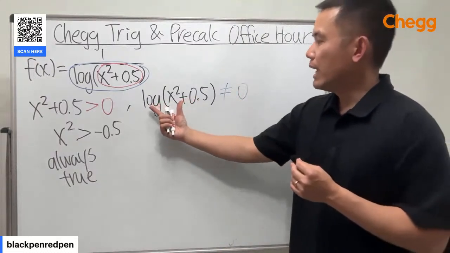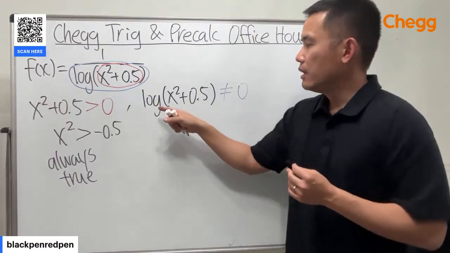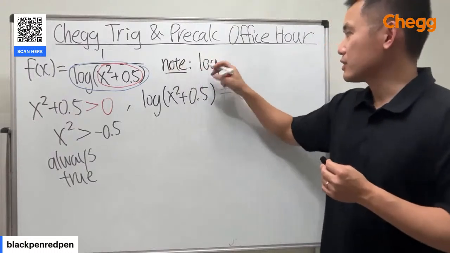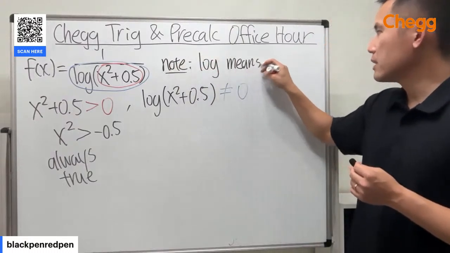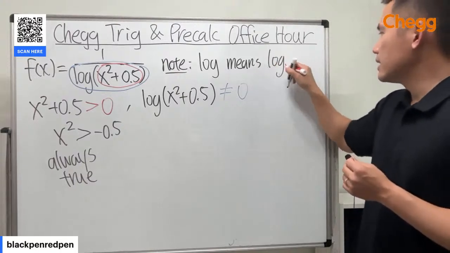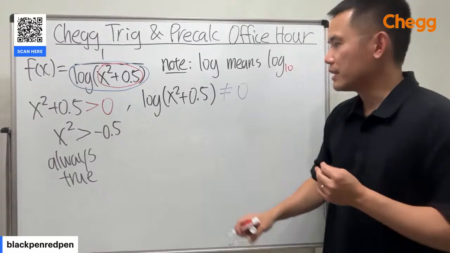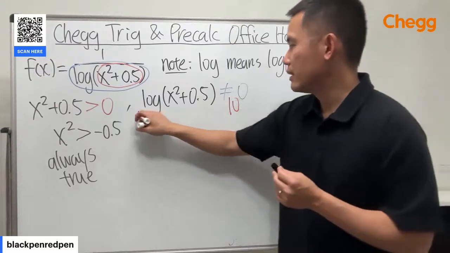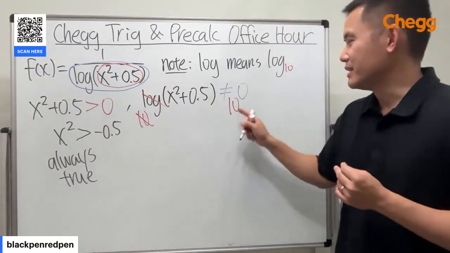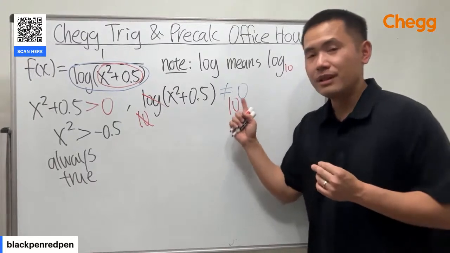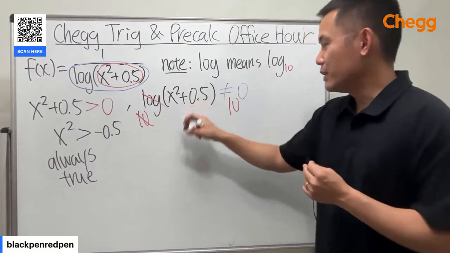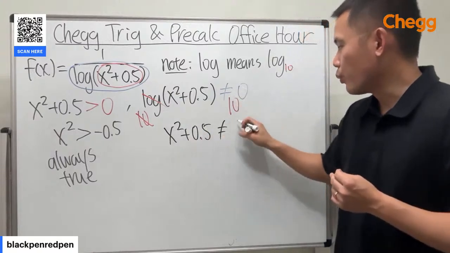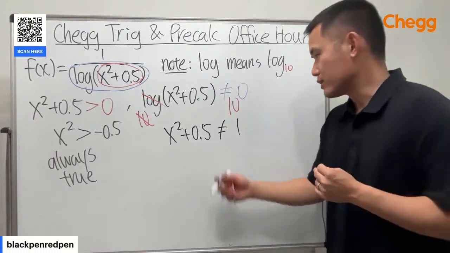Now, for this part though, we have to solve for this inequality, right? Let's say log is like log base 10. It really depends on the software that you use, but I would just say log means log base 10. Because what I want to show you is, pretend these two are like exponents. We do 10 to this power and 10 to that power, even though it doesn't matter. Because any non-zero number to the 0 power is just 1. Anyway, so we get x squared plus 0.5 not equal to 1.